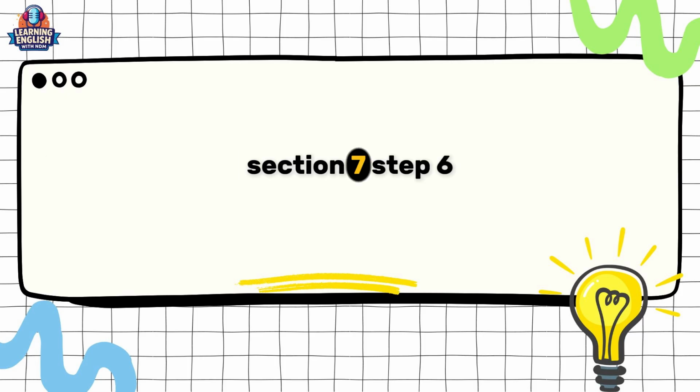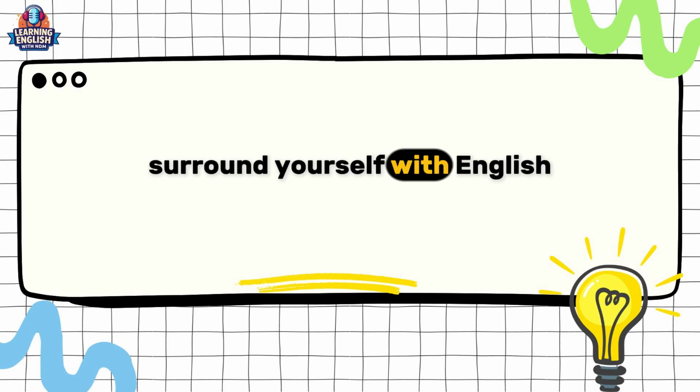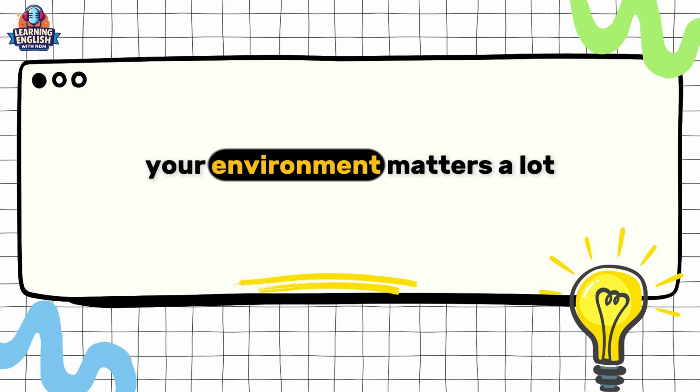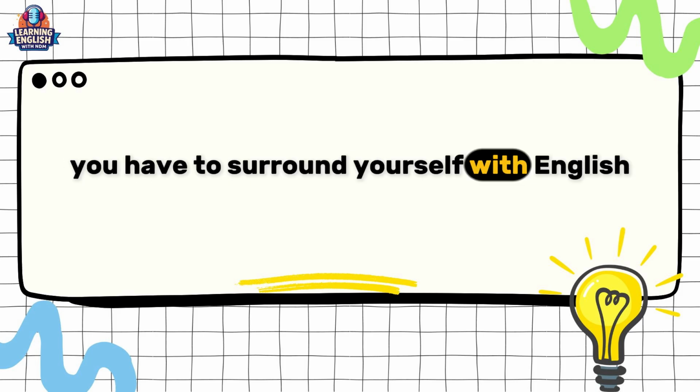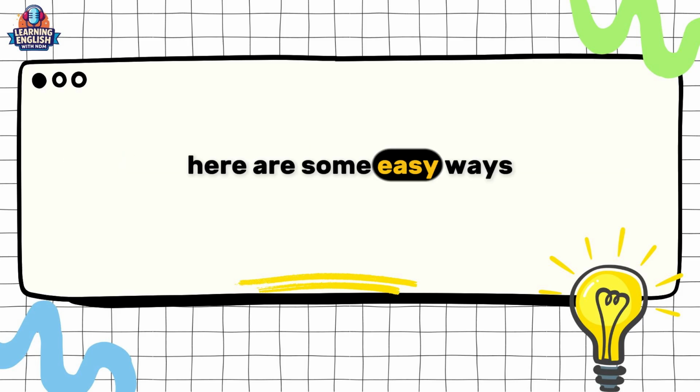Section 7. Step 6. Surround yourself with English. Your environment matters a lot. If you want to think in English, you have to surround yourself with English. Here are some easy ways.